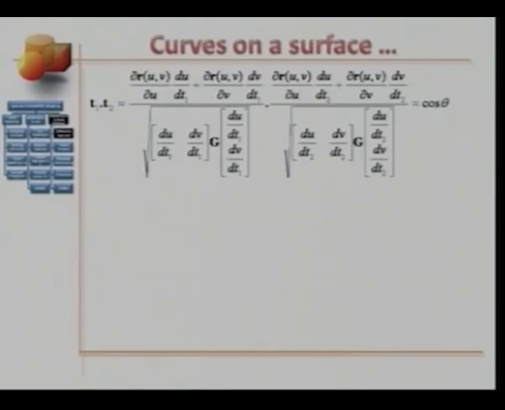Let me copy the previous result here. Now let's say if u is parameter t1 itself and if v is parameter t2 itself, then t1 dotted with t2 is given by r sub u dotted with r sub v over the square root of ru dotted with ru times the square root of rv dotted with rv.